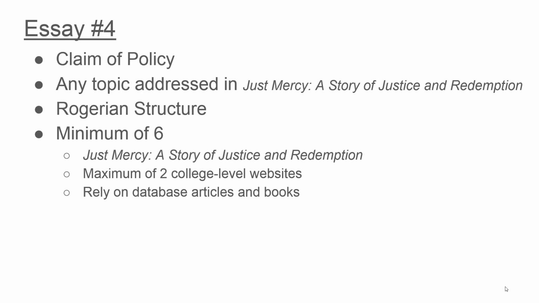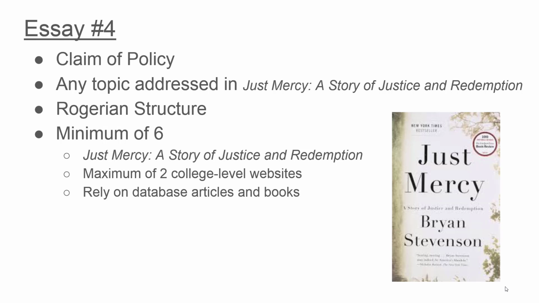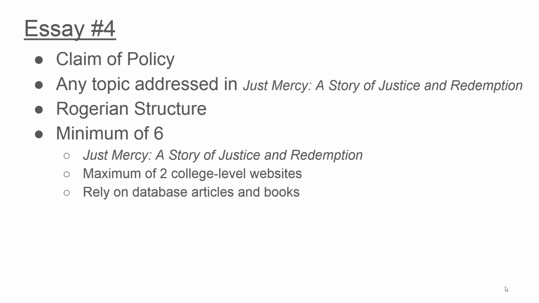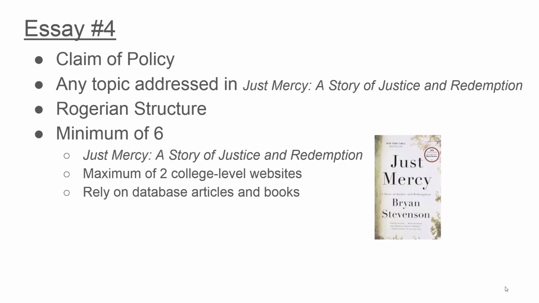In essay number 4, you will be writing a claim of policy essay, the same as you did in essay number 3. You can select any topic that is addressed in the book, Just Mercy, A Story of Justice and Redemption. You need to write your essay in a Rogerian structure, so that's different than essay number 3. You are required to use a minimum of 6 resources. 1 is Just Mercy, A Story of Justice and Redemption. You do need to use the textbook.